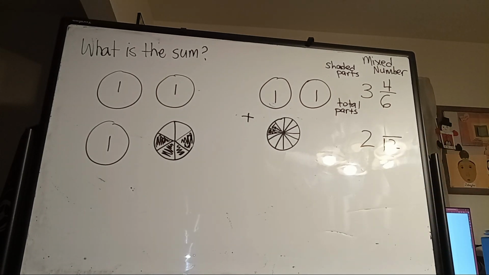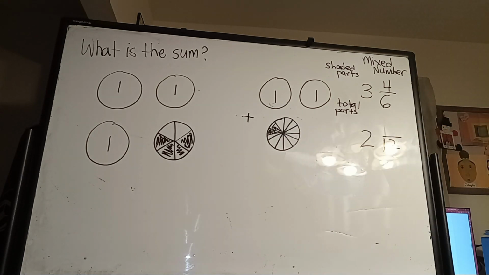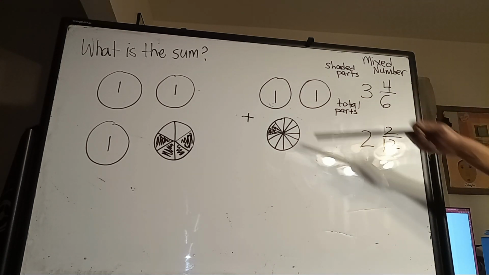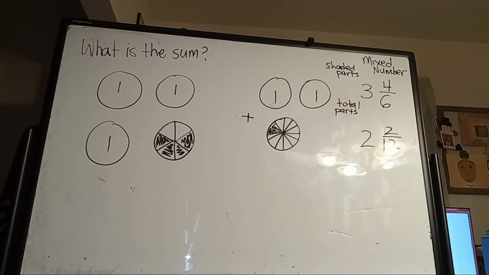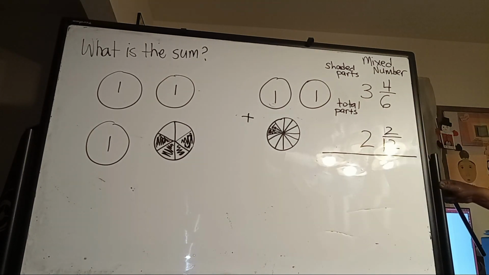All right. And again, the top number, which is our numerator, is going to be the shaded. And how many shaded? 1, 2. So we have 2 parts shaded. So that is going to be a 2 over 12. So now this diagram represents 2 and 2/12. So for us to add, we're going to do the same thing. We're going to add our equal line.